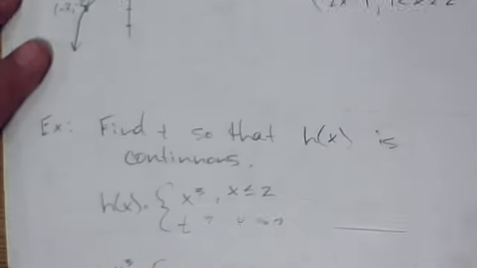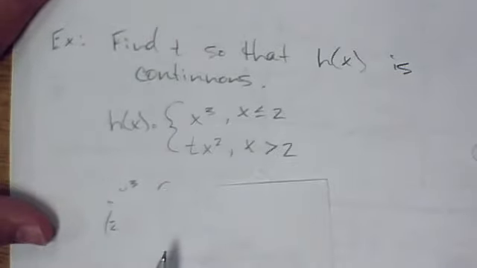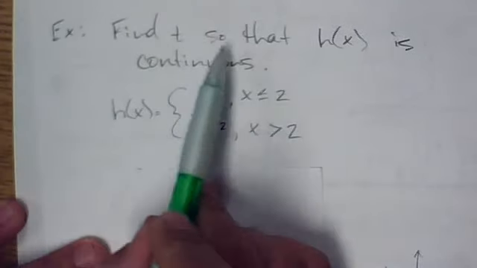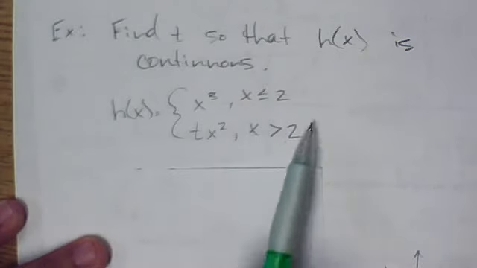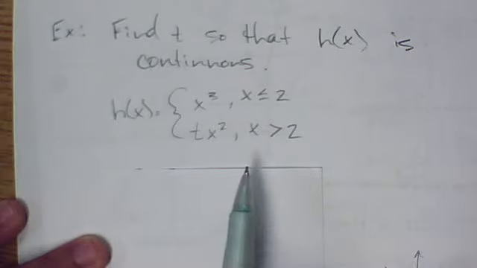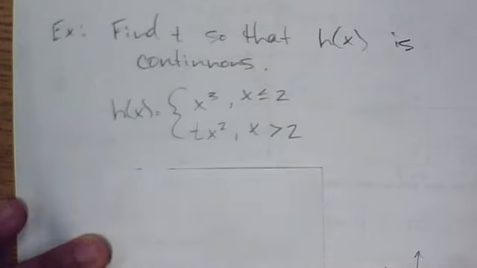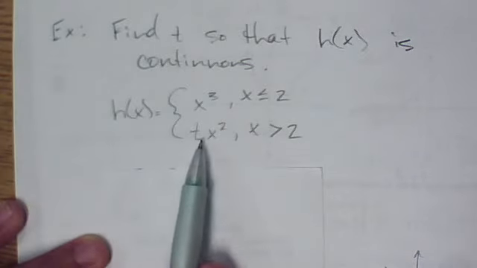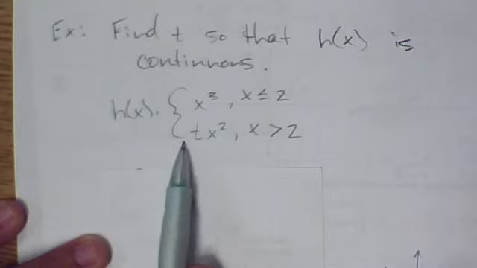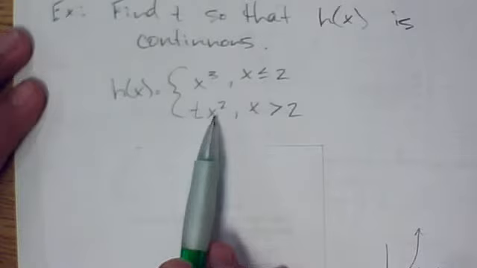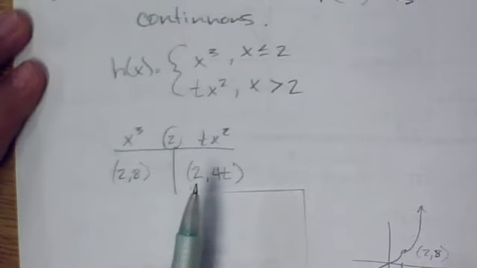Okay, now the last problem that I want to show you is right here. We're going to find t so that h of x is continuous, and then you're given h of x right here. So they're telling you that it's continuous, so that just means that it shares a common point. These two functions share a common point. We're trying to find what this stretch is for this quadratic. So this is the best way to set it up right here.